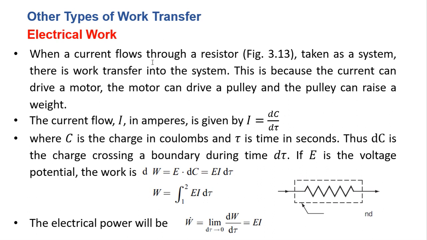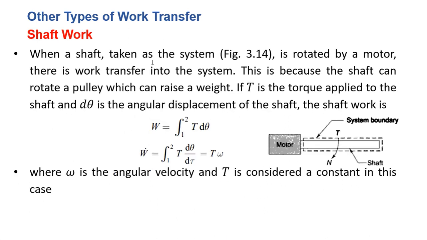If you divide by the time d tau, you get the power. So that is the work equation, and the power equation will be W dot equal to the limit as d tau tends to 0 of dW divided by d tau, which is nothing but E into I. That is the electric power you get.